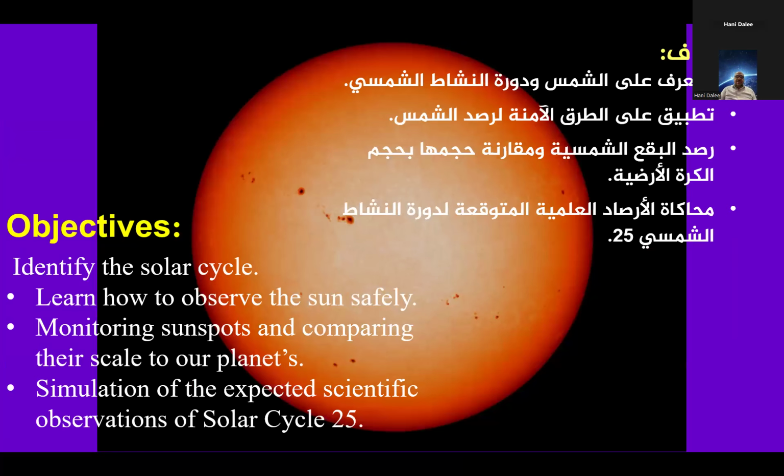Our objectives for this Olympiad are almost three: to let students learn how to observe the sun safely. Second is monitoring sunspots and comparing their sizes to our planet's size. And we want to simulate the expected scientific observations of the solar cycle with our calculations or with our study.